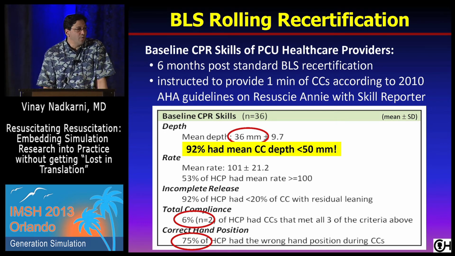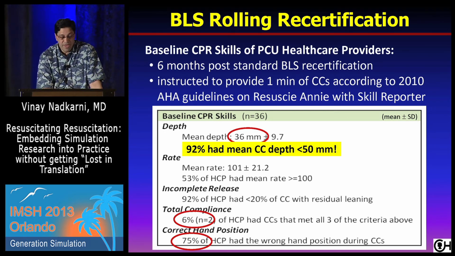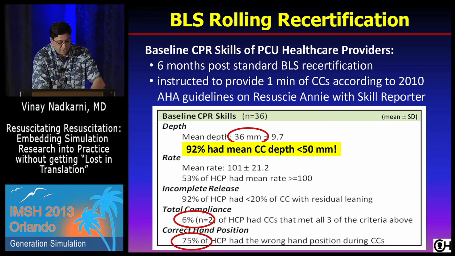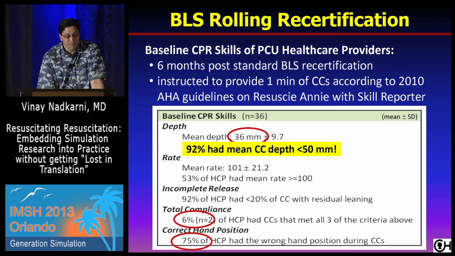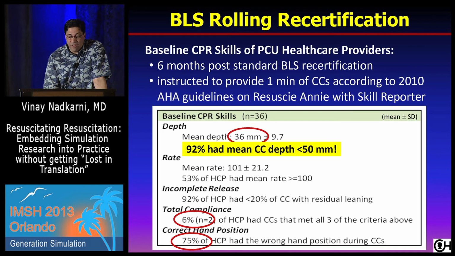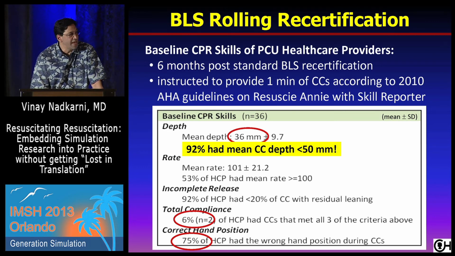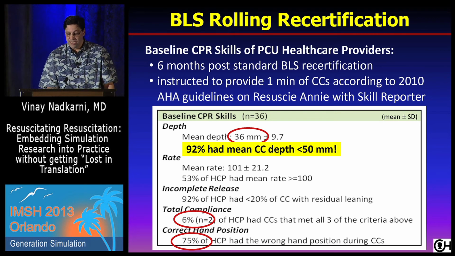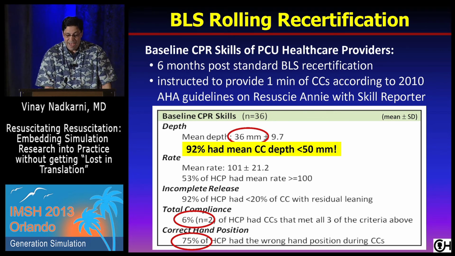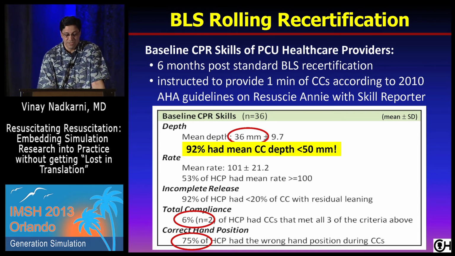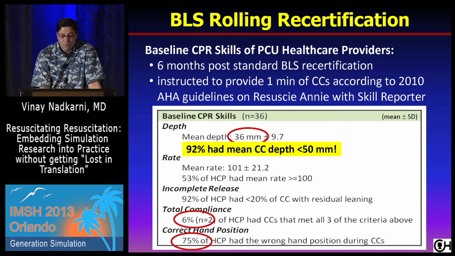We also have evaluated in other areas the AHA guidelines and how we perform, and we don't do that well when we are not frequently trained. 92% outside of the ICU had a depth less than 50 millimeters, 6% had perfect CPR, and 75% of the healthcare practitioners outside of our ICU had the wrong hand position when they initially started chest compressions. We have a long way to go.